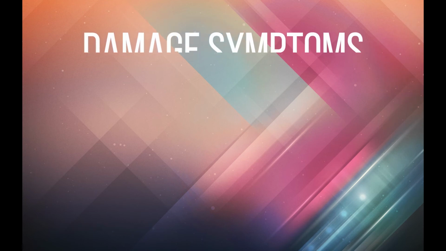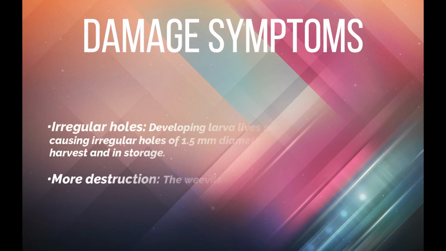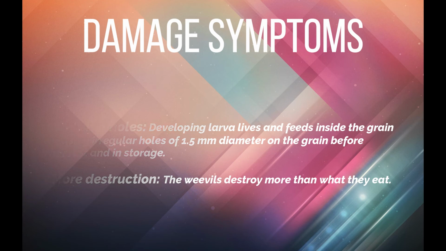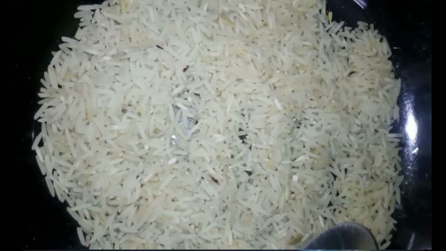Discussing the damage symptoms, both the adults and grubs cause damage. They may form irregular holes. The developing larvae live and feed inside the grain, causing irregular holes of 1.5 mm diameter on the grain before harvest and in storage. The weevil destroys more than what they eat.